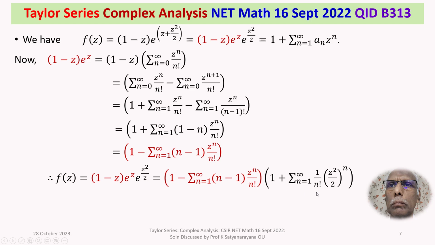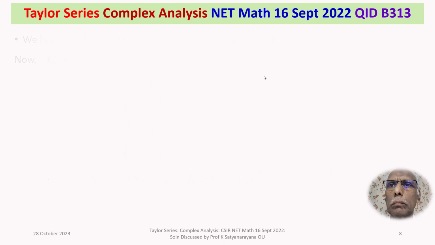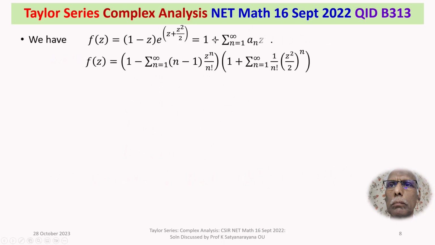Now we multiply and write it as the power series. The product we will do. So the multiplication we will do. So f of z is equal to the first series multiplied by the second series. Now f of z is equal to the first series expanded.